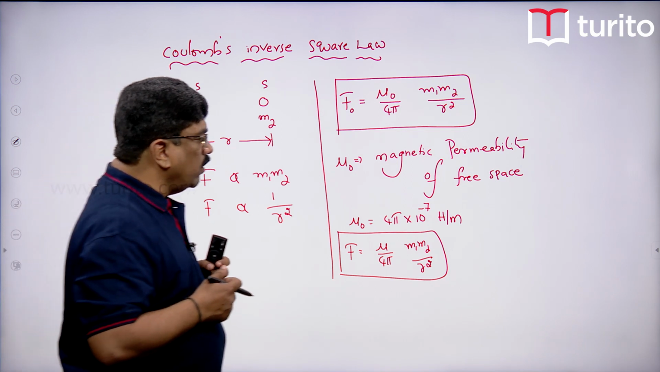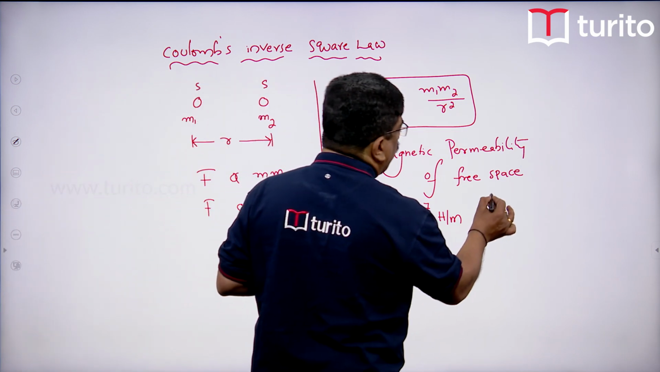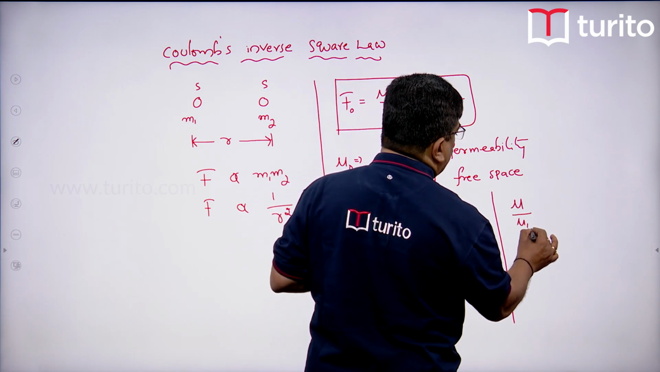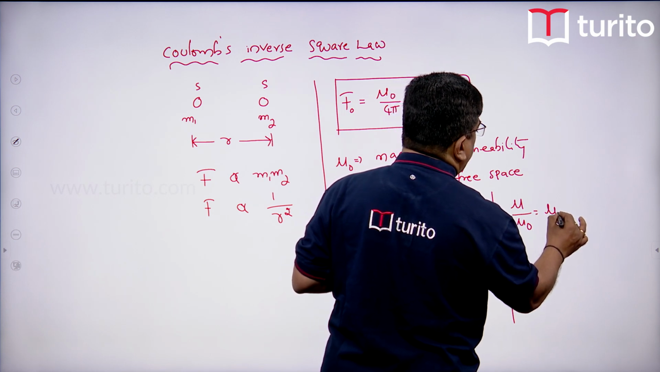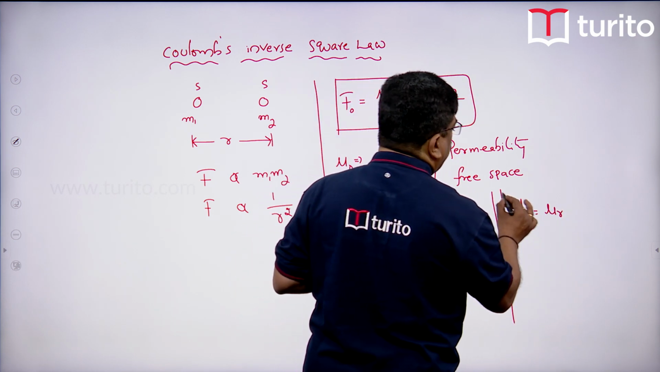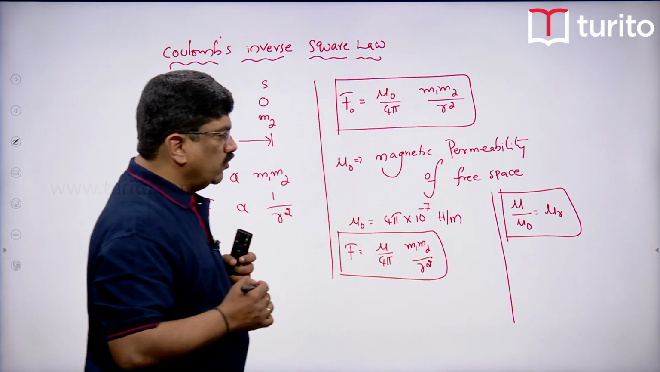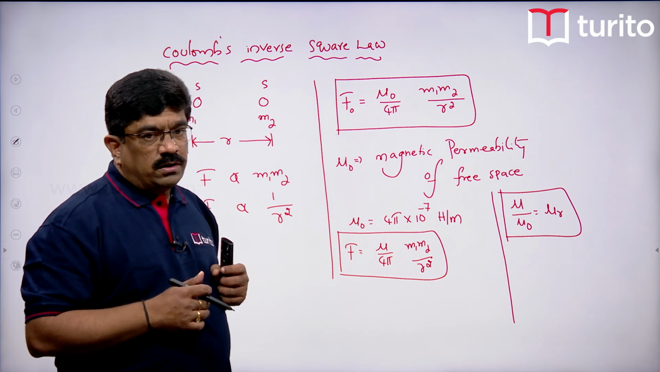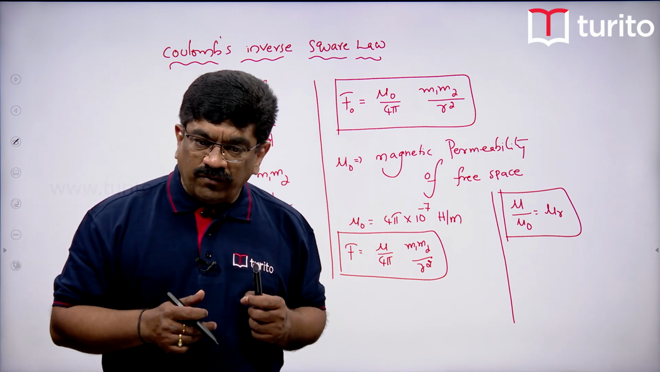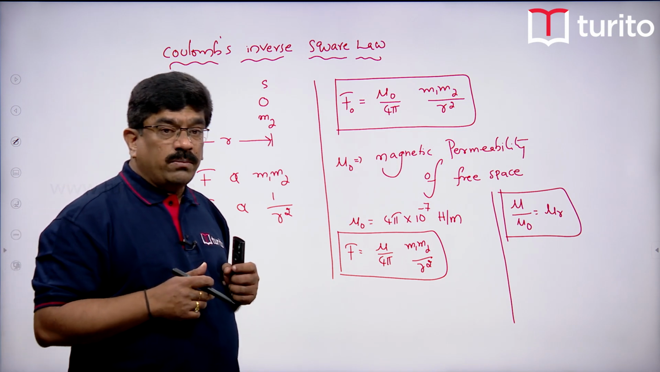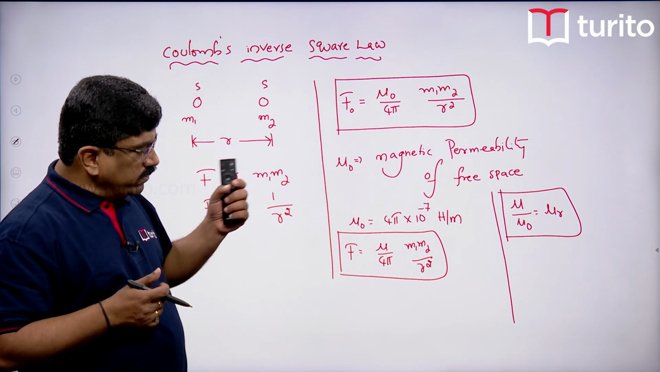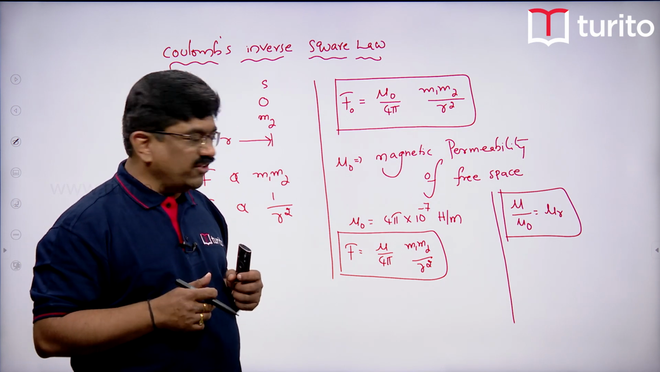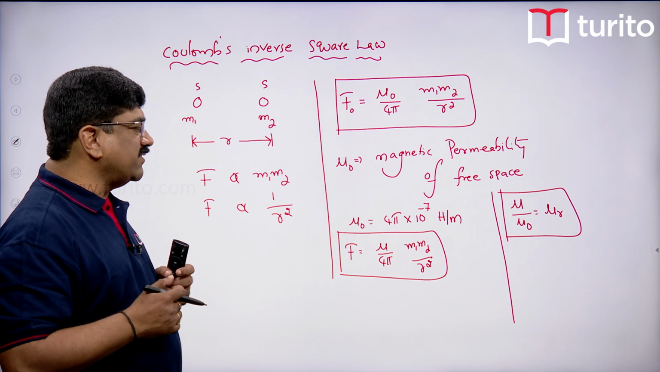Now you should understand one more important term: this mu divided by mu naught is called relative permeability, represented by the symbol mu r. So mu r is equal to mu by mu naught, where mu is the magnetic permeability of the medium and mu naught is the magnetic permeability of free space. From the formula we can say mu r does not have units and dimensions. It is a pure constant.